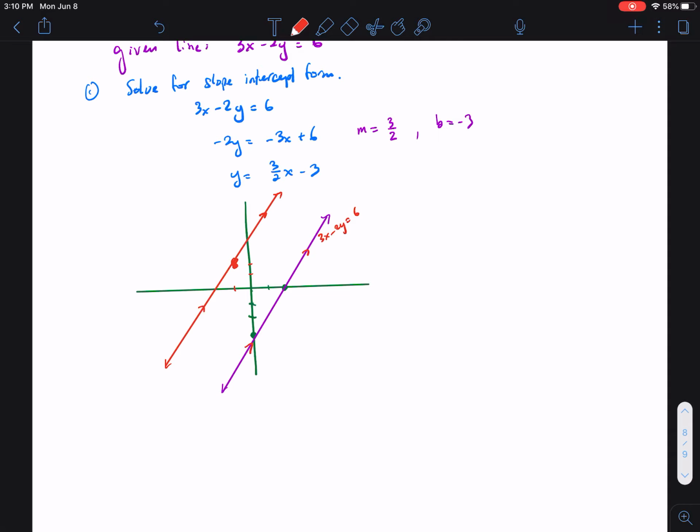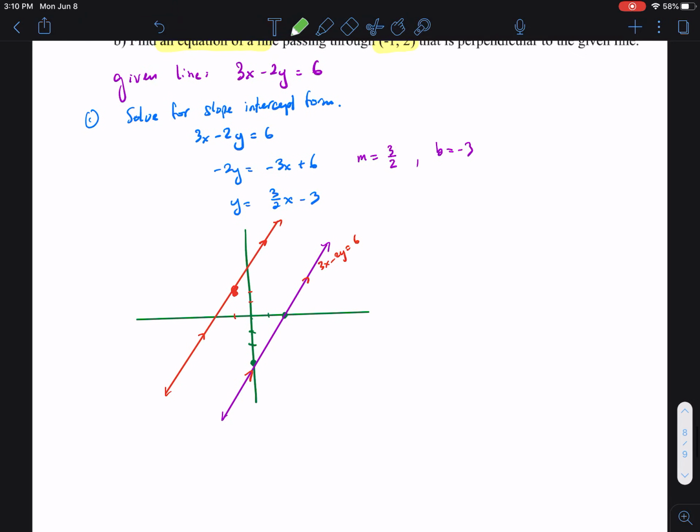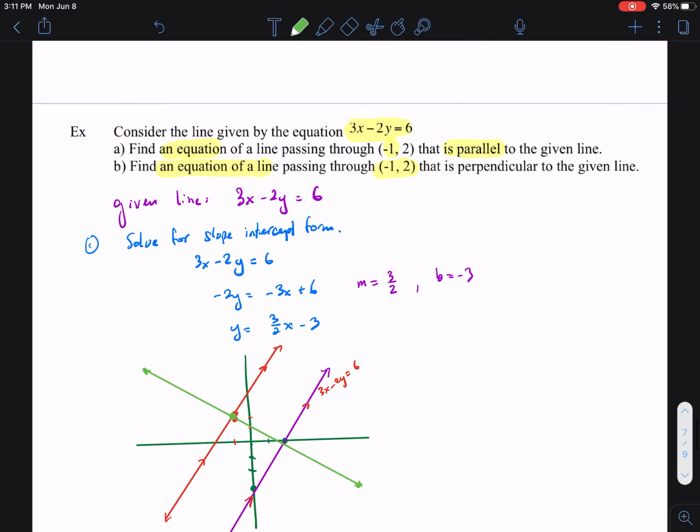Part B, we want to find another equation of a line that passes through the same point but perpendicular to the purple line, the given line. So let's say I want to draw a line through this point perpendicular to that. Is this perpendicular? Not quite. This is a little more perpendicular, so I want to redraw this. Something like that. So we're supposed to find the equation for the green and the red one. That's what A and B are asking for.